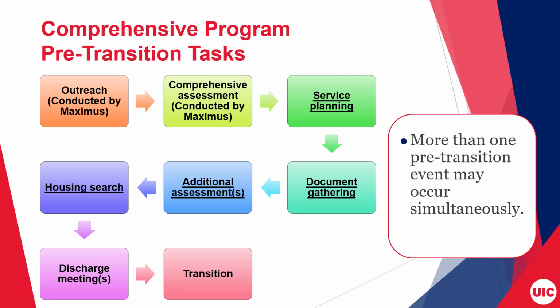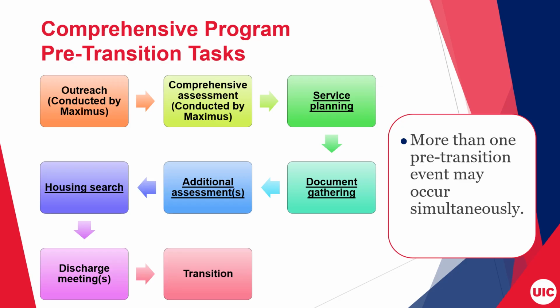This can include a state ID or driver's license, a social security card, a birth certificate, proof of naturalization, or other member-specific documents that might be necessary to secure housing and benefits. The care manager is also involved in coordinating additional assessments that may be necessary. These could include occupational therapy or UIC-ATU evaluations, nursing or integrated health assessments, neuropsychological testing, or agency mental health assessments.